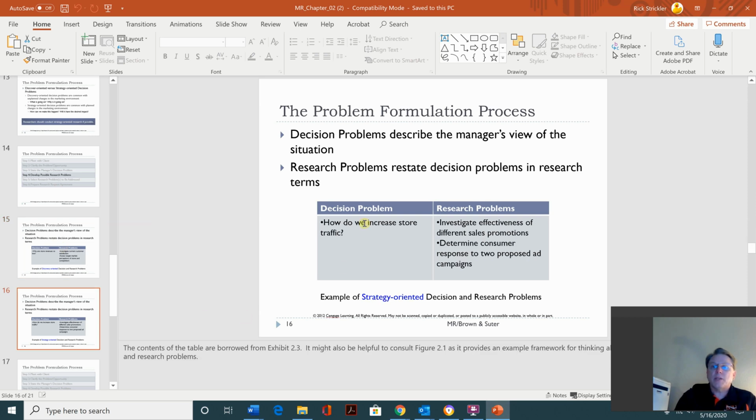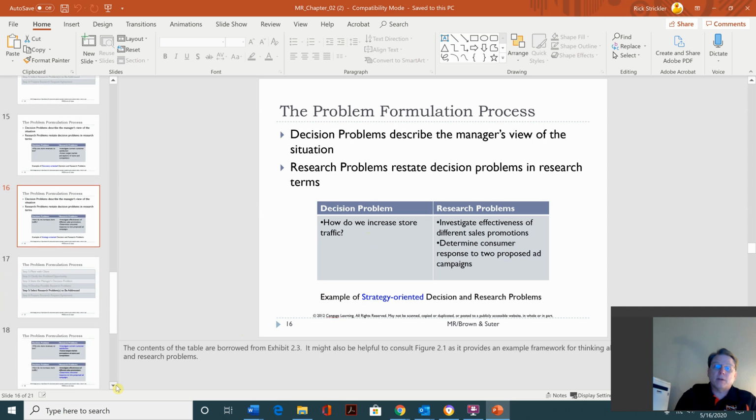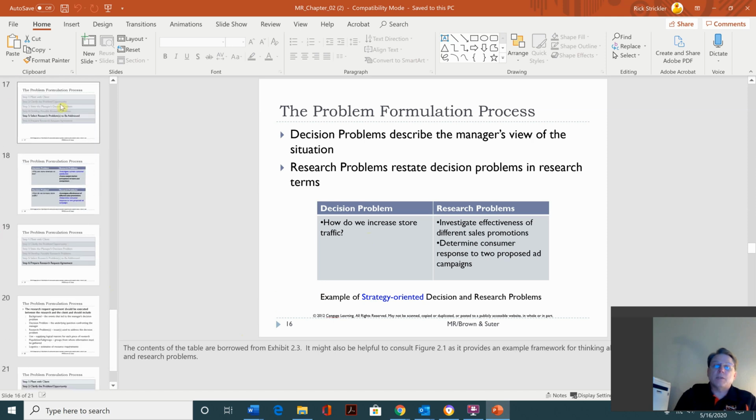The decision problem describes the manager's view of decisions. Research problems restate decision problems in research terms. So, how do we increase store traffic? If store sales are down, traffic's probably down. So, how do we increase it? The research problem would be to investigate the effectiveness of different sales promotions and determine consumer response to two proposed ad campaigns. And then you can see if either one of them is effective or not. You do two so you have something to compare it to.